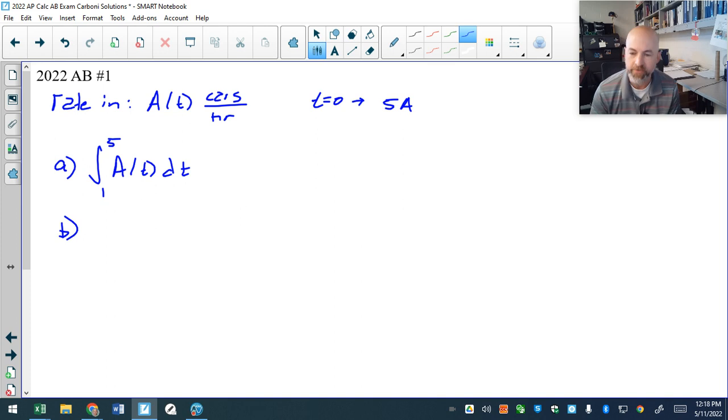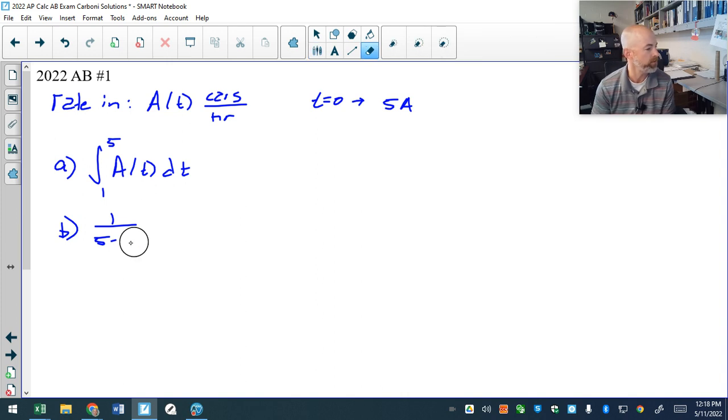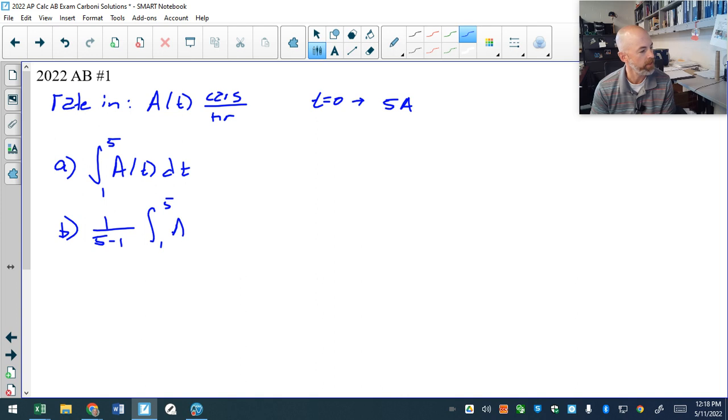Part B, find the average value of the rate. So this is an average value theorem question, so that would be 1 over 5 minus 1, and they want the average value of the rate. And A of t is the rate. So it's going to be the antiderivative from 1 to 5 of A of t. So let me rewrite that. 1 over 5 minus 1, antiderivative 1 to 5 of that function A of t. Make sure you set that up correctly. Then you can write the answer.